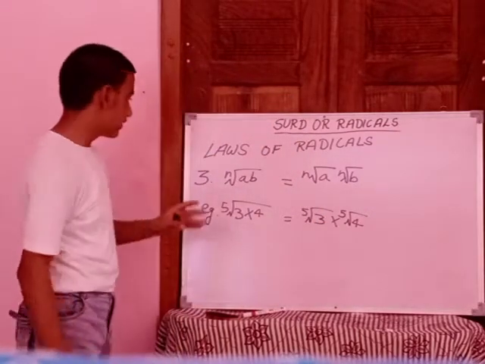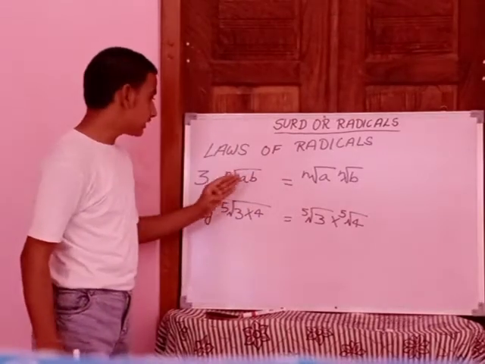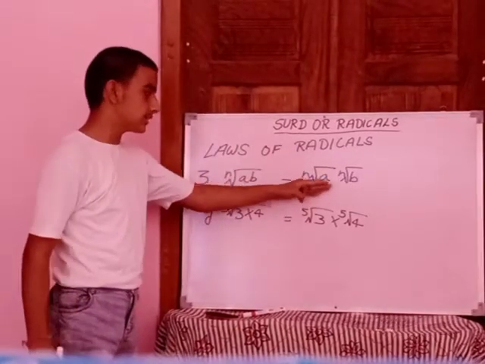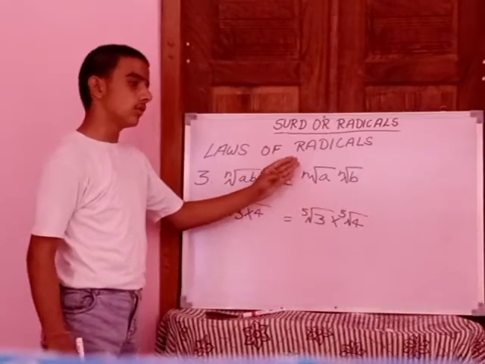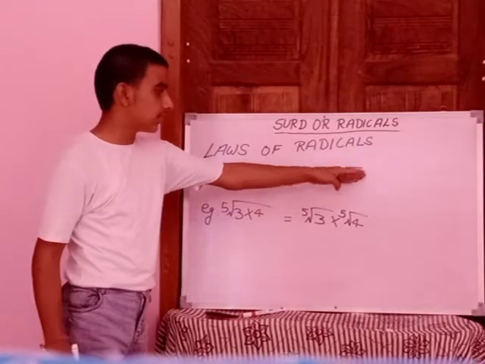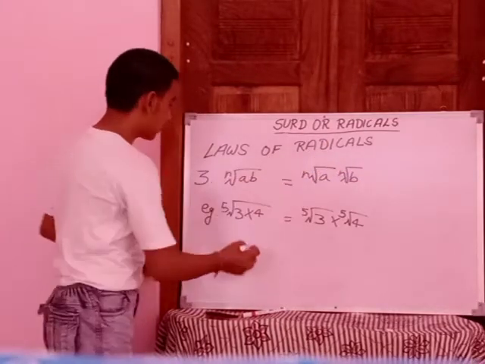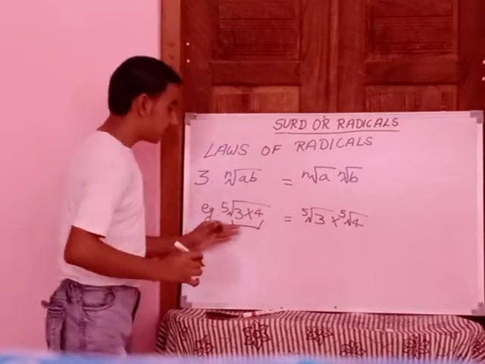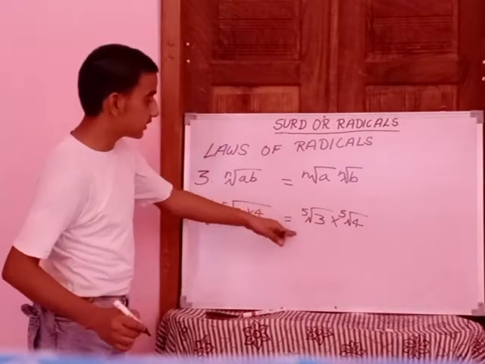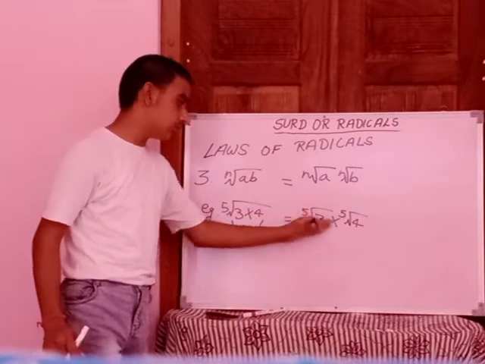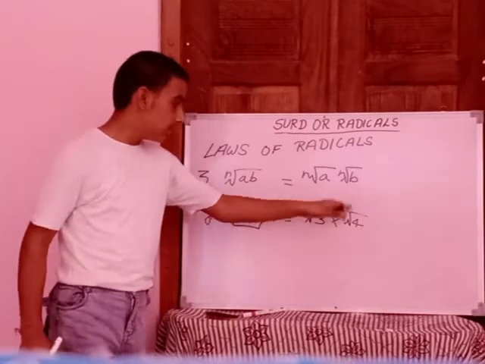Our third law is A into B under the radical sign of index n can be written as A under the radical sign of index n into B under the radical sign of index n. For example, 3 into 4 under the radical sign of index 5 can be written as 3 under the radical sign of index 5 into 4 under the radical sign of index 5.